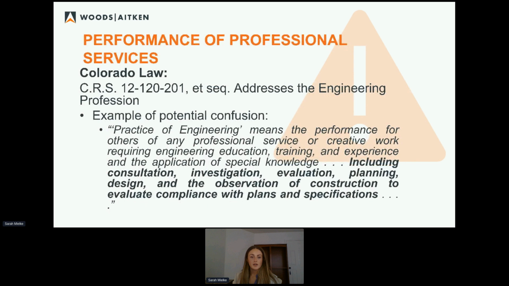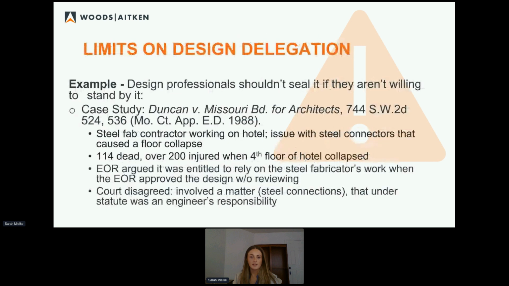So that really stresses the importance of this statute. And what does this mean for contractors? Because if you end up in court someday, the fate of your company could potentially rely on how a court interprets this statute, because that could determine your responsibility for something like the steel connectors used in Duncan.